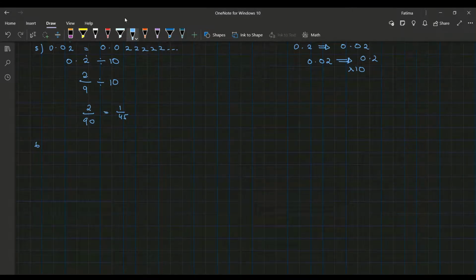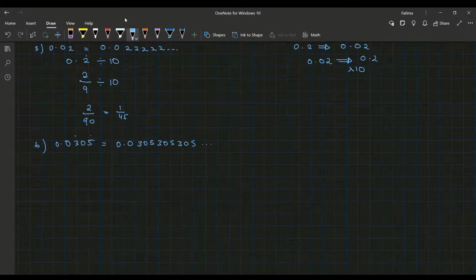Now let's move on to a more complicated question. So let's say we're given the number 0.0305. Now this means everything between the 3 and 5 would be repeating. So essentially the recurring decimal would be 0.0305, 305, 305, and so on.